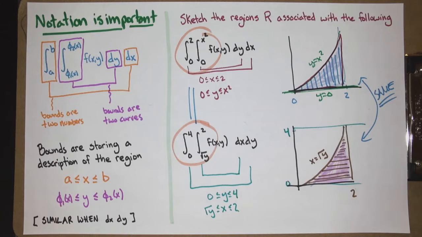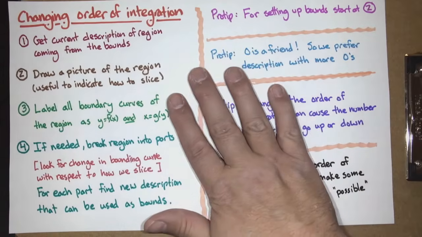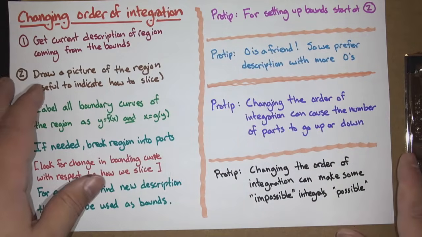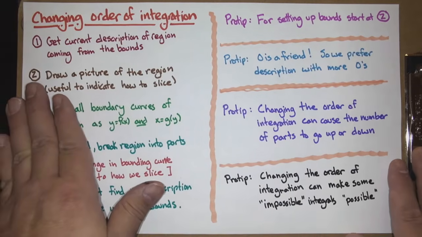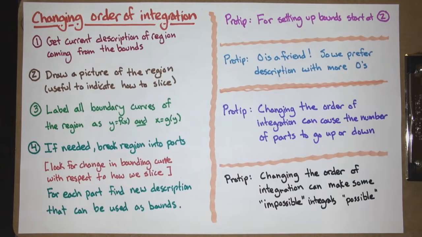So how do we do that? That gets us to today's topic. In the last few minutes, we can actually talk about what our goal is today. Our goal: changing the order of integration. Now, I know there's a lot of words here, but it's actually a lot simpler than it seems. How do you change the order of integration? Well, first thing is, what's your region? And in particular, how do we describe our region? The bounds are storing the description of our region.